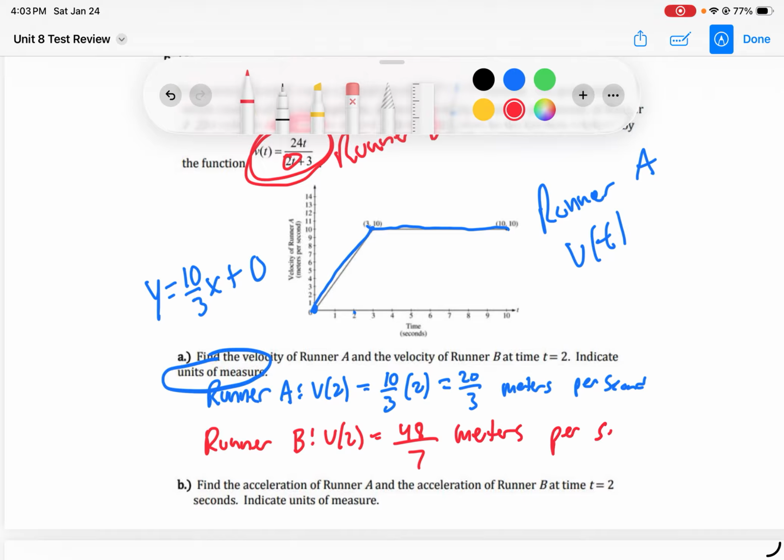All right, that one kind of seemed a little too easy. I guess that's all it was. The runner A was kind of hard, for me at least.